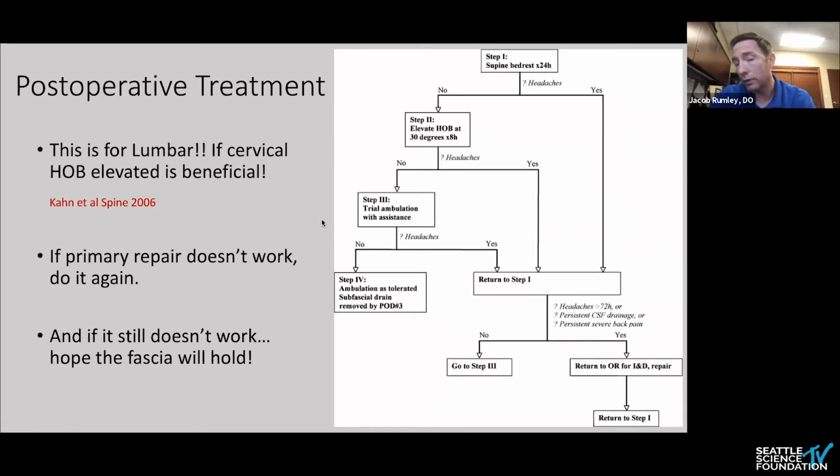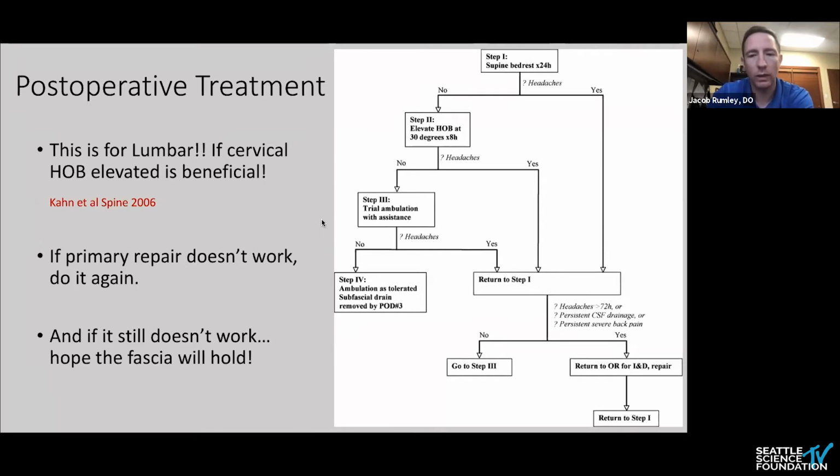Postoperatively, after you've repaired this dura, what do you do? Well, there's some very good protocols that have been published to show exactly what you should probably do. And in this case, this is for a lumbar durotomy. If you have a patient with a cervical, you'd obviously want to keep the head of the bed up, elevated, so you don't have that fluid column compromising your repair. But it's a progressive, increased activity. This is just one protocol, and this is from the Kahn article. Everywhere should kind of have their own protocol that they follow. Make sure you're well aware of that.